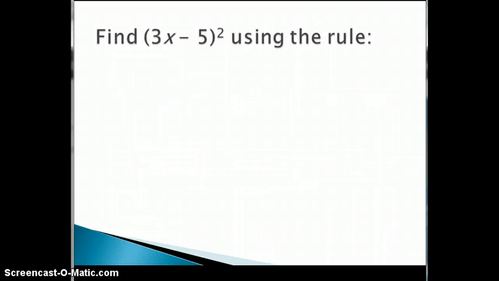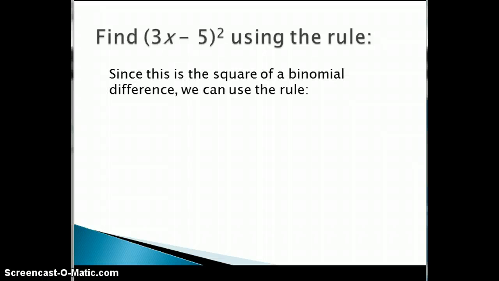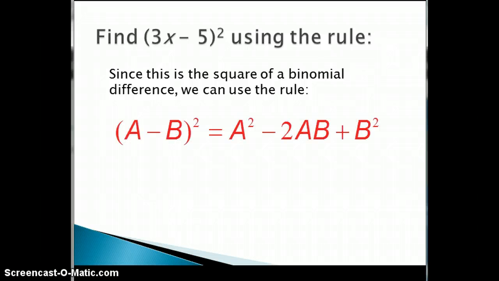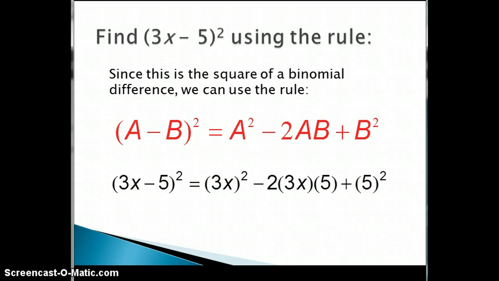So let's see how we can use that rule to find 3x minus 5, which is a binomial difference, squared. Since this is the square of a binomial difference, we can use the rule. So here's the rule again. If you have this rule memorized, you just have to determine what the a is and what the b is, and then plug them into the formula. So our a is 3x, since that's the first term of that binomial, and our b is 5.